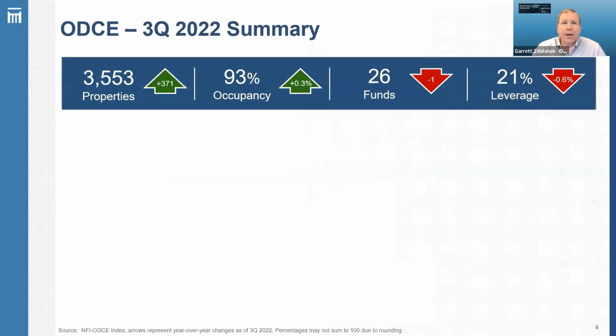Not a lot has changed from second quarter to third quarter at the top line numbers. Added some properties. Occupancy remains incredibly strong, and this has been the case for the past year, by the way. I mentioned one fund left the index earlier in the year, so we had 26 funds. And leverage actually slightly down, so down to 21%.